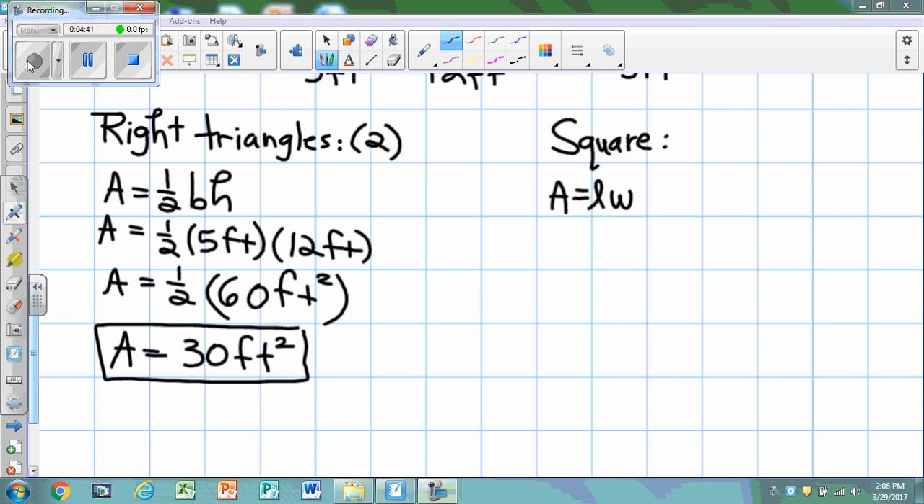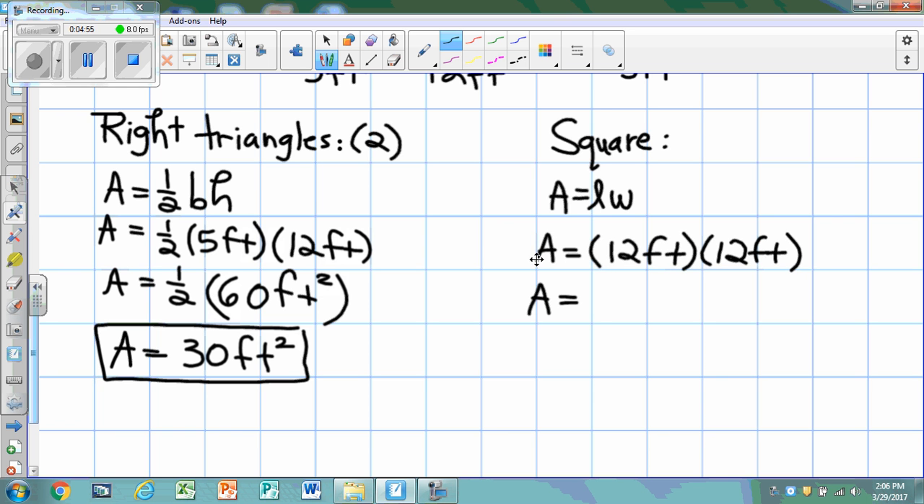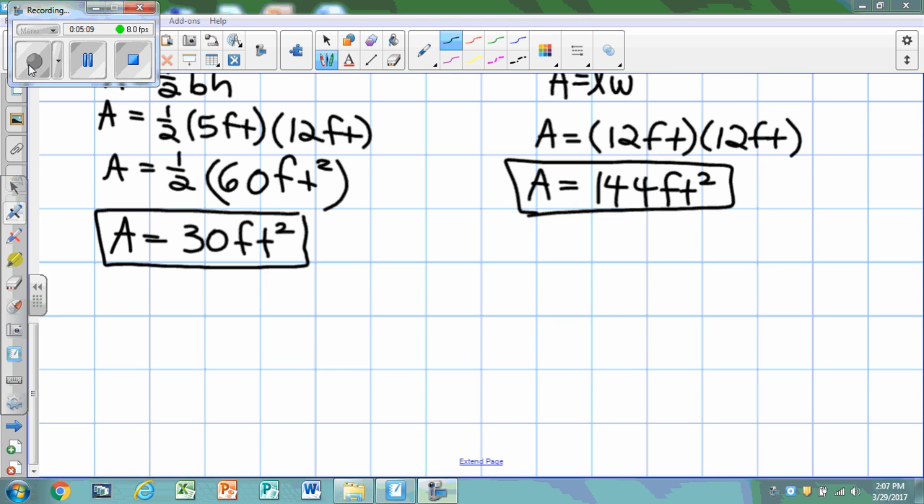We know that both of these values are the same because you guys told me that all the sides were worth how much? 12 feet. So what's 12 times 12? 144. And what's my measurement? Feet squared. 144 feet squared. Okay, folks. We have the area of our square, we have the area of one of our triangles. So what do I have to do now to find the total area of our shape, of our trapezoid?